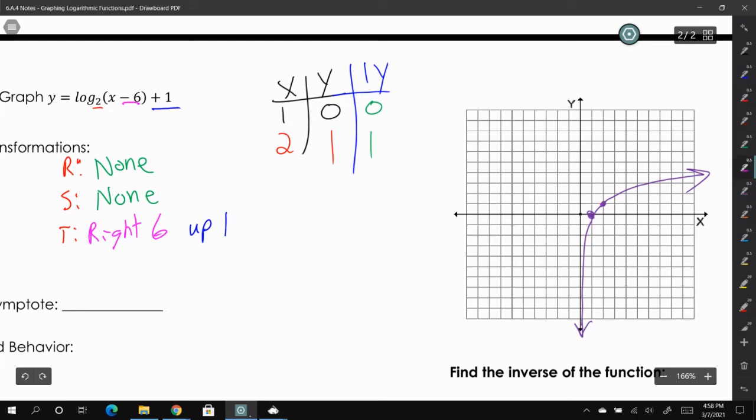So this point right 6, 1, 2, 3, 4, 5, 6, up 1. This point here, right 6, 1, 2, 3, 4, 5, 6, up 1. So this translated graph is going to look like that, which means our asymptote is also shifted 6 units to the right. So this is our asymptote at x equals 6.